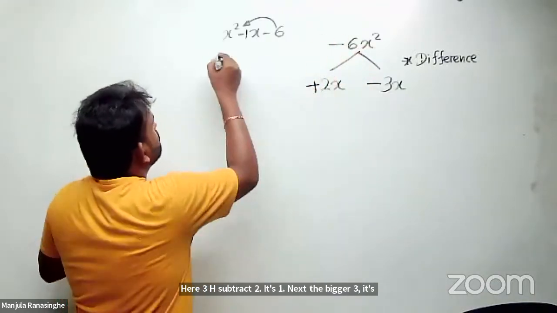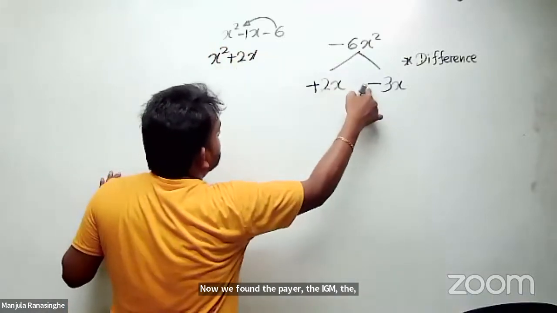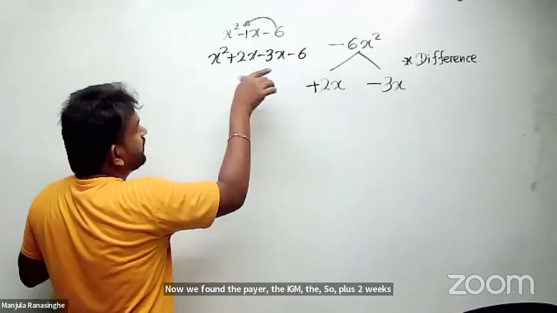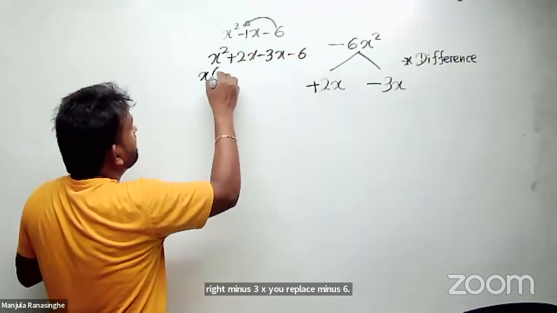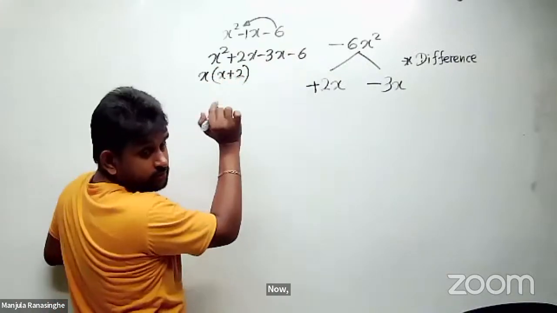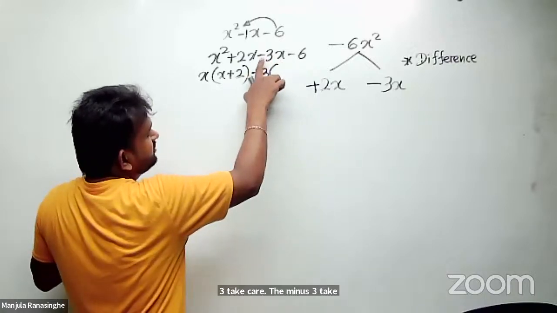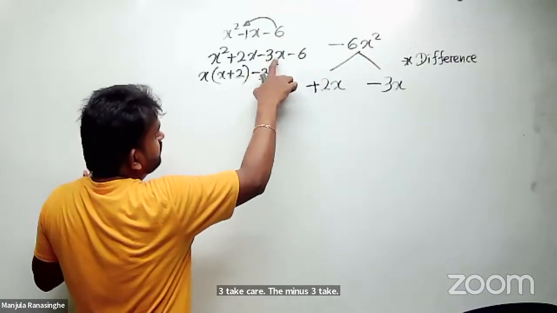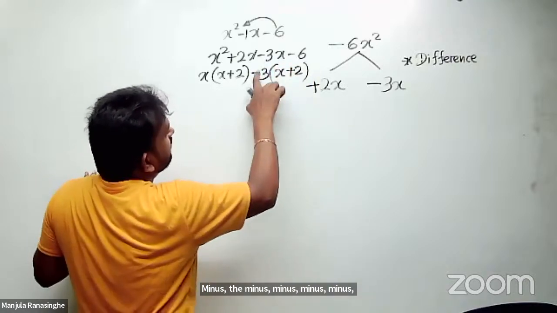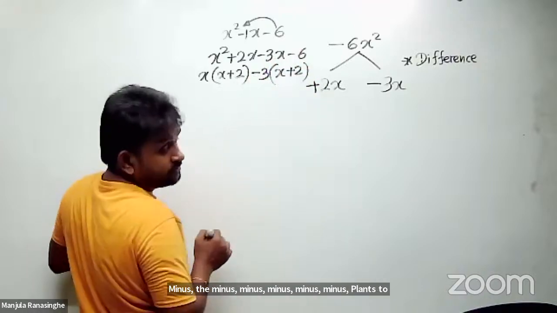So x squared plus 2x, right, minus 3x. You replace minus 6. Now pair by pair as previously. Factorize x plus 2. Here minus 3 taken. Now minus 3 taken. Minus because minus sign. Minus 3 taken x plus 2. Then remove. Minus 3 into x, minus 3x, minus 3 into plus 2, minus 6.